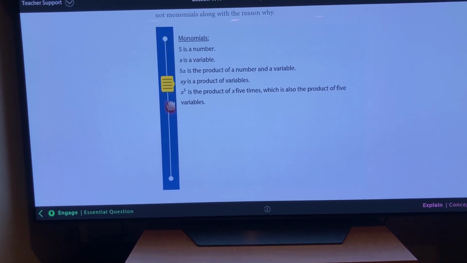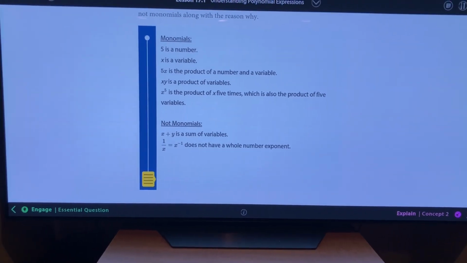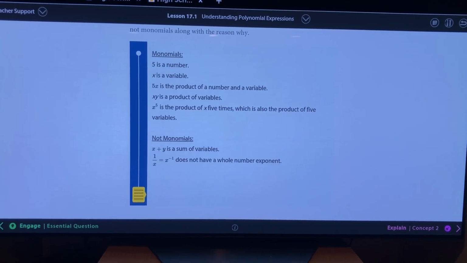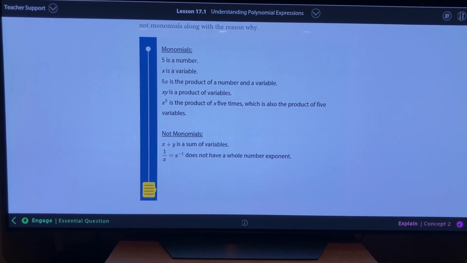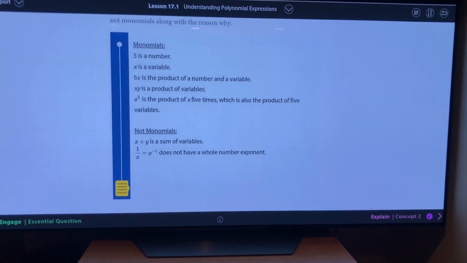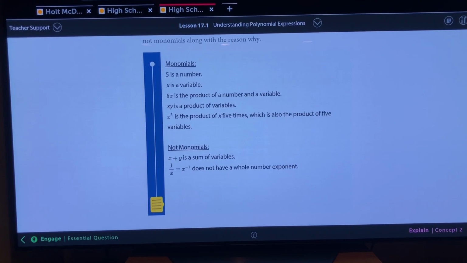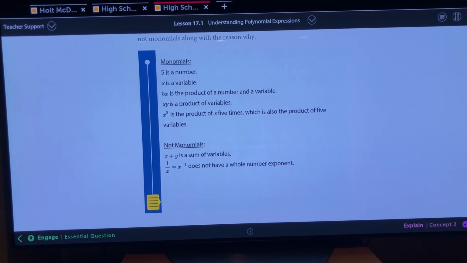Try this again. These are the ones that are not monomials. x plus y is actually the sum of variables. And 1 over x, as we just learned in the last module, is equal to x to the negative 1. And that does not have a whole number exponent.